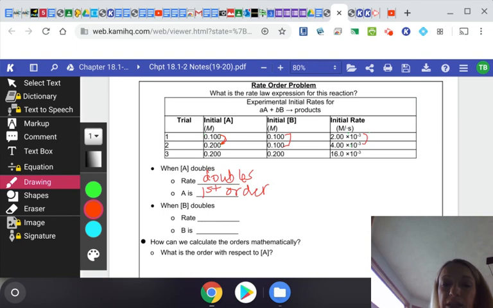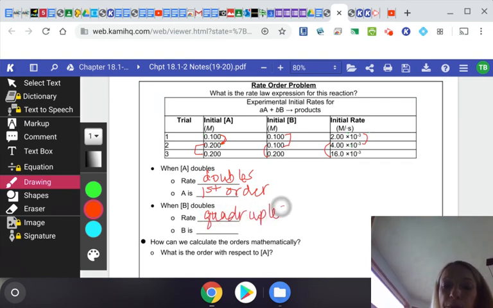Now, if we look at B, the only time we can look at B is when A is constant. A is constant during trials 2 and 3. Notice that as B doubles, our rate quadruples there.